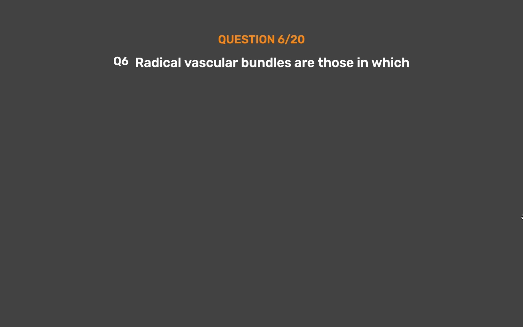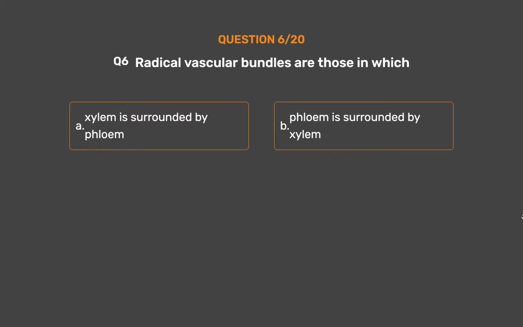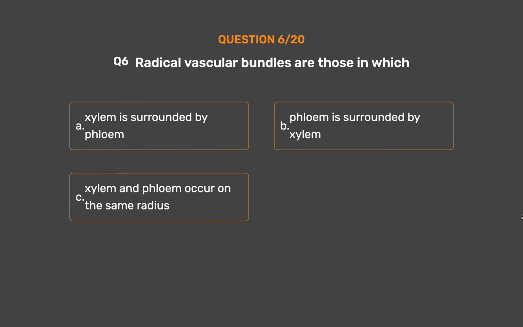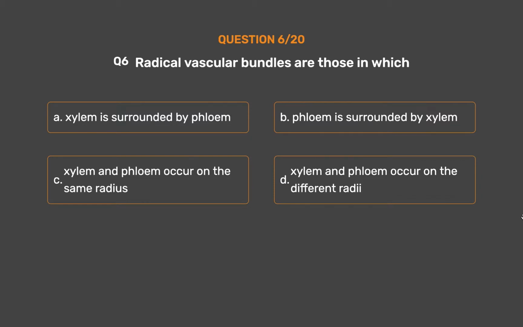occurs. Question number 6. Radial vascular bundles are those in which Option A. Xylem is surrounded by phloem. Option B. Phloem is surrounded by xylem. Option C. Xylem and phloem occur on the same radius. Option D. Xylem and phloem occur on the different radii.